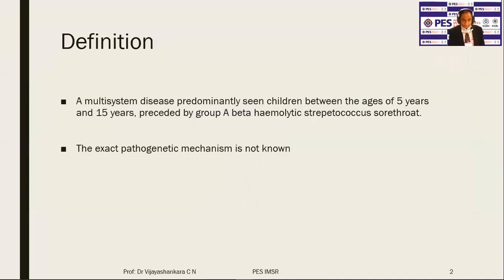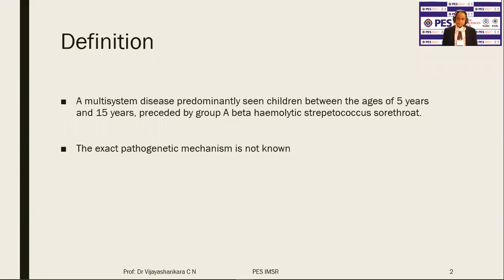It happens to be one of the differential diagnoses for many of the children with fever and joint pains. By definition, it's a multi-system disease predominantly seen in children between the ages of 5 and 15 years. It's very rare to see acute rheumatic fever in less than 5 years or in the adolescent and adult period. But it is known that it can have an onset during the adolescent period and sometimes, rarely, in the adult period also.